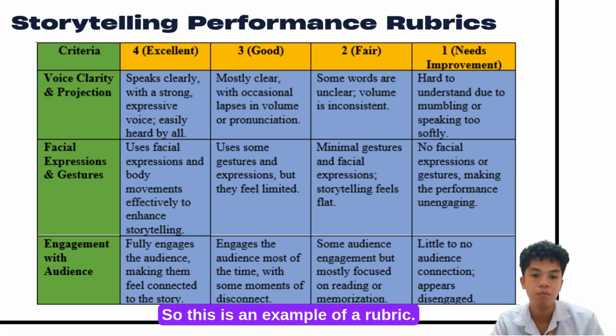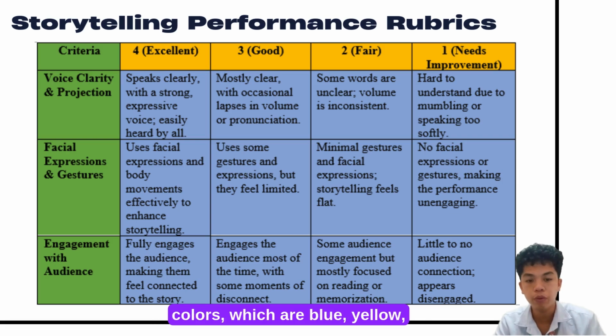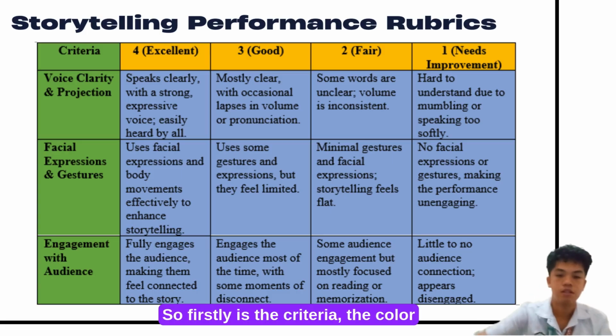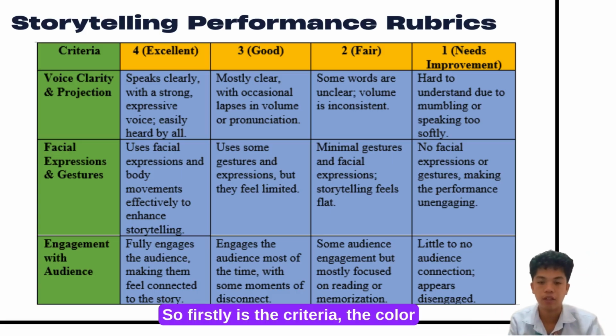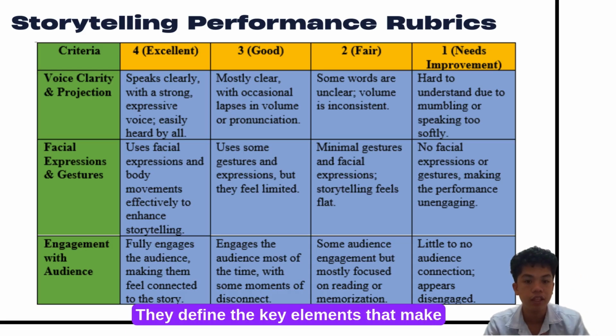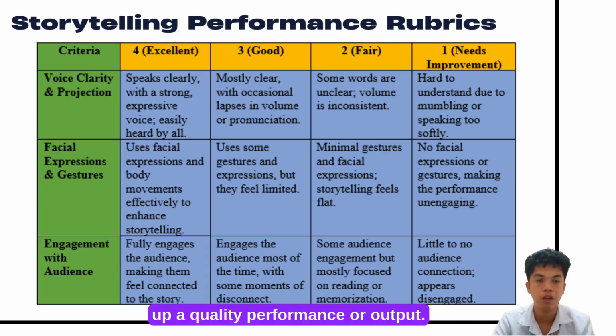So this is an example of a rubric. As you can see, there are different colors, which are blue, yellow, and green. So firstly is the criteria, the color green. It is the specific aspects of performance that will be evaluated in a task. They define the key elements that make up a quality performance or output.